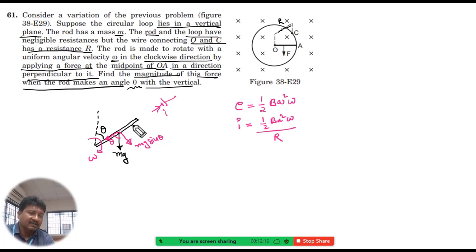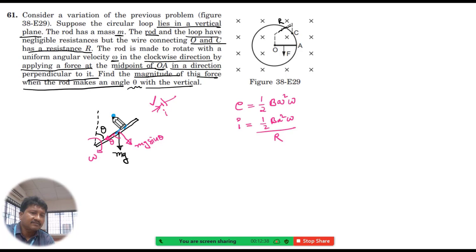Apply Fleming's right hand rule: magnetic field, current, force, motion. That means the current will flow in this direction in the rod. This is the direction of current flow in the rod.